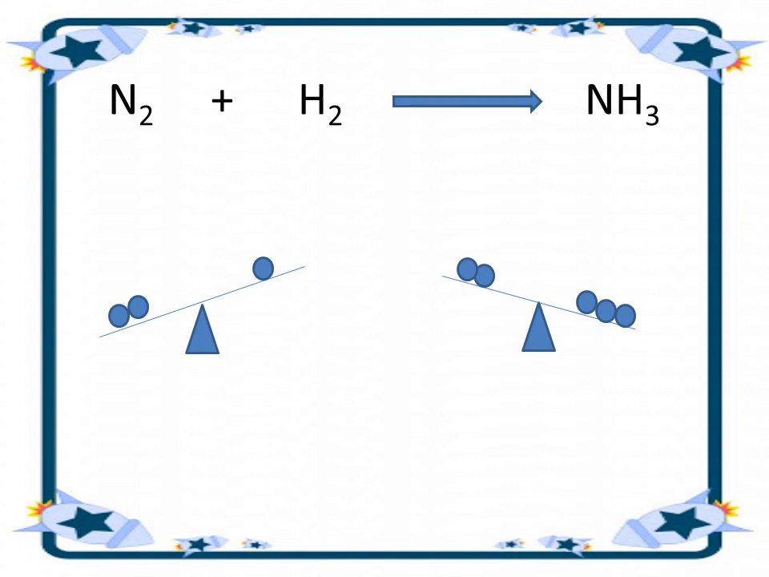Let's look at another example. N2 plus H2 gives NH3. You can see 2 atoms of nitrogen on the reactant side and 1 atom of nitrogen on the product side, which is not balanced. On the other hand, there are 2 atoms of hydrogen and 3 atoms of hydrogen on the product side, which is not balanced. So how can we balance it?